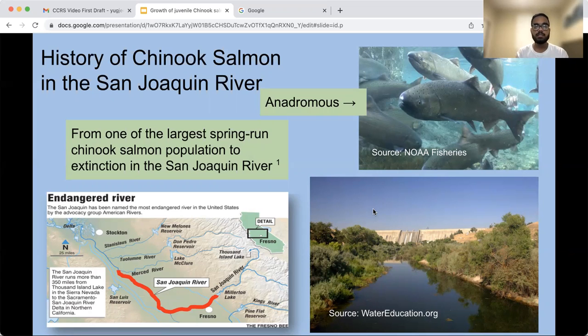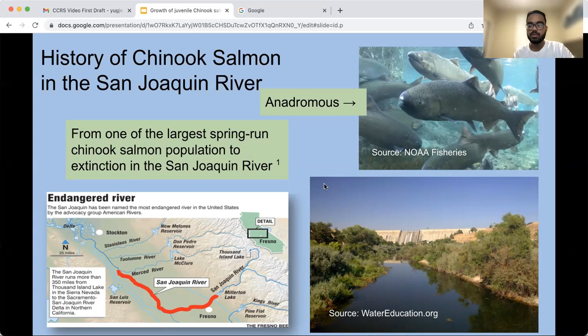Once upon a time, San Joaquin River had one of the largest spring-run Chinook salmon populations. This population consisted of hundreds of thousands of individuals returning every year to reproduce. However, in 1942, Friant Dam construction was completed and the river began to dry. With that, the fish weren't able to make their way back to the river to reproduce. And for over 60 years, we saw no Chinook in the San Joaquin River.